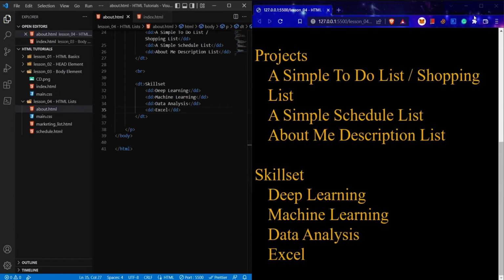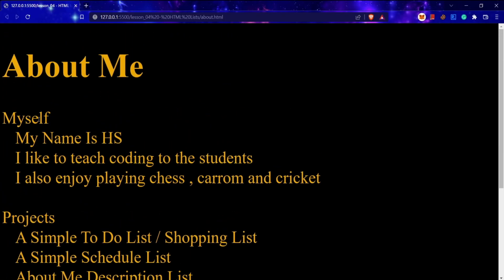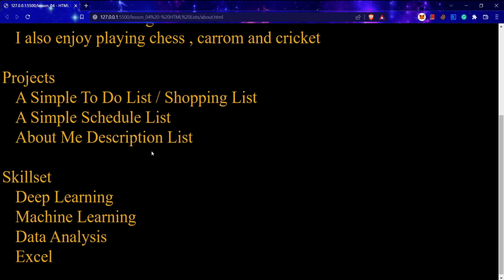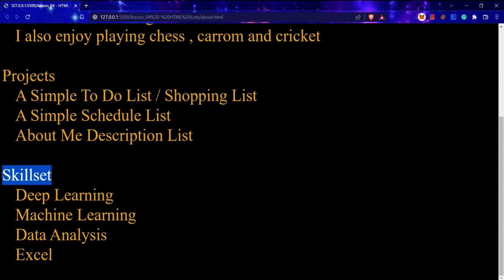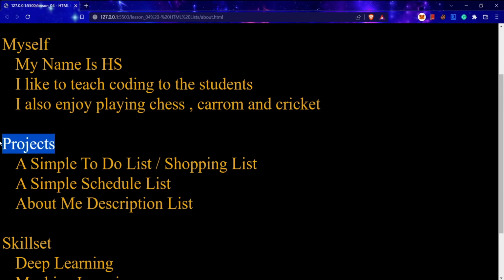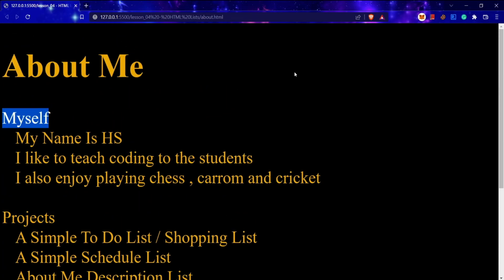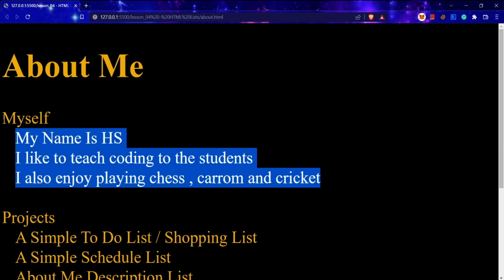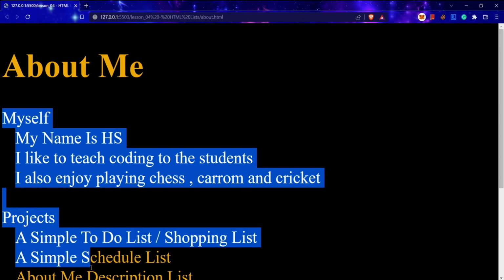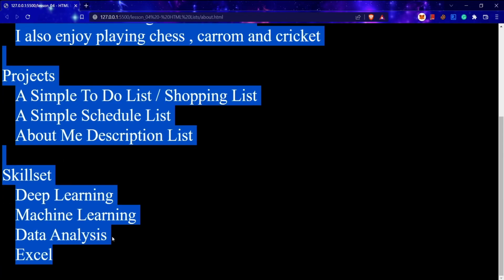And you can see if I open this like this, here we are having myself and my name is HS and everything like that. We are having a list of lists. These three are main titles, and this is the main heading. This is the main title, and then we are having a list of list. Again, these titles are actually lists. You can see this. It is like a hierarchical structure.